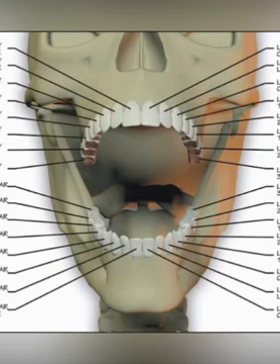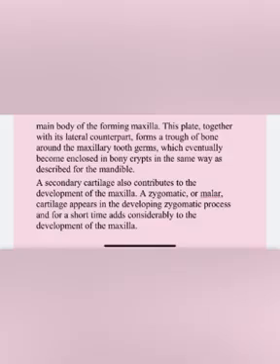You have a secondary cartilage that contributes to the development of the maxilla. You have a zygomatic or malar cartilage, which appears in the developing zygomatic process. And for a short time, this adds considerably to the development of the maxilla.